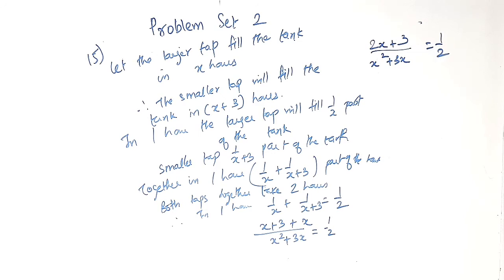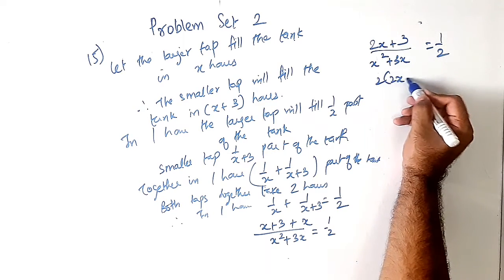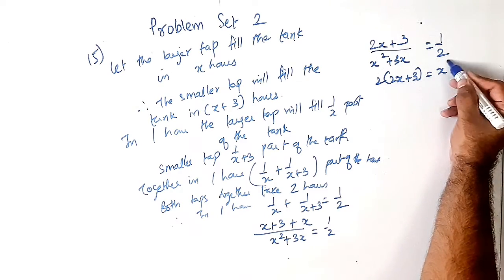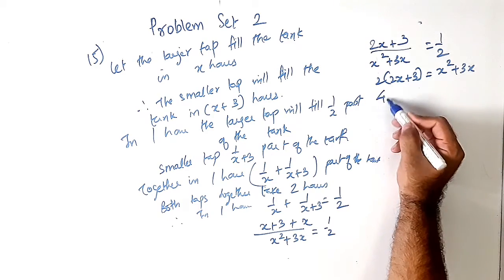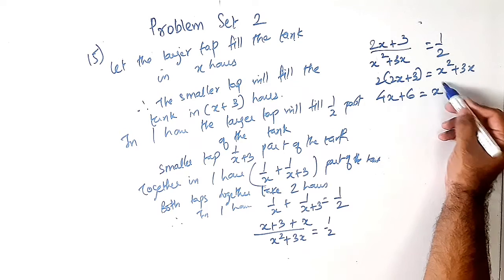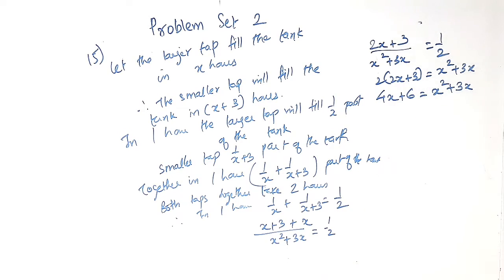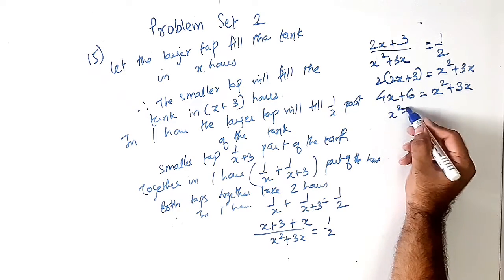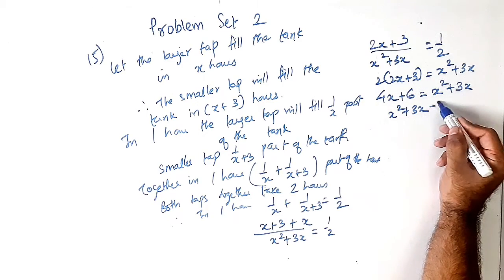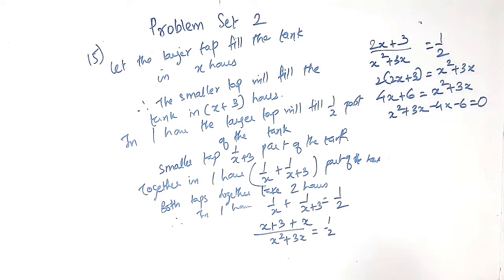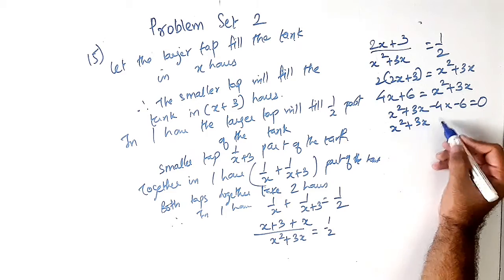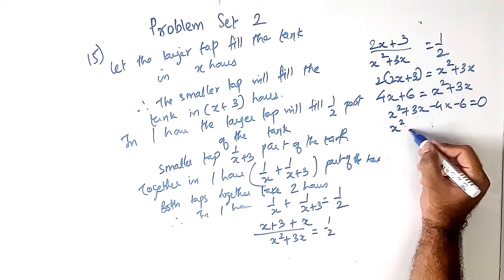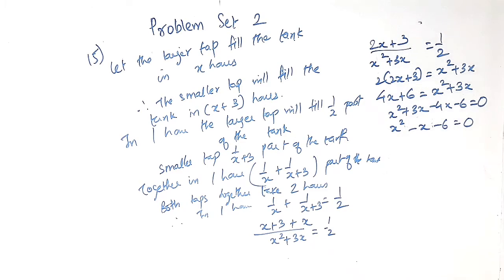So of course cross multiply, 2 bracket 2x plus 3 equals to 1 into x square plus 3x, as it is. Now 2 2s is 4x plus 2 3s is 6 equals to x square plus 3x. So now we are getting a quadratic equation. I am shifting all this here, x square plus 3x minus 4x minus 6 equals to 0.